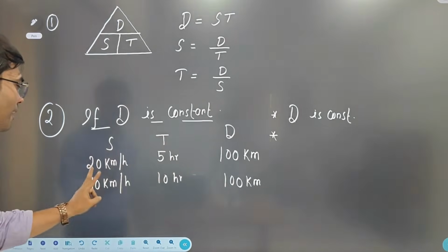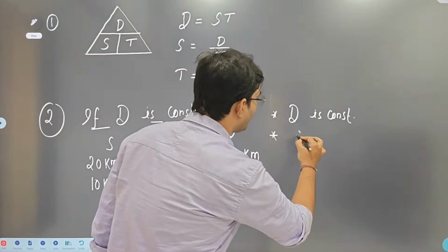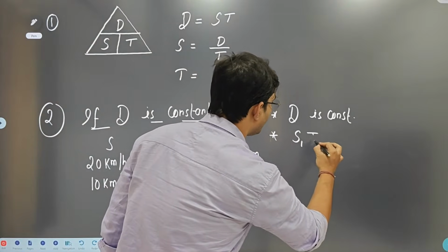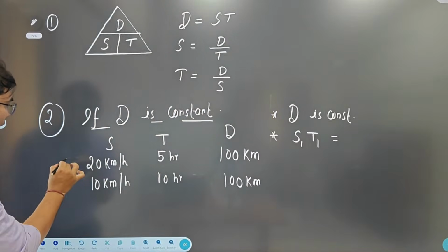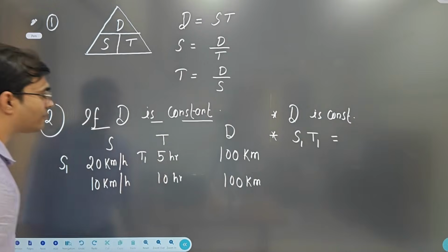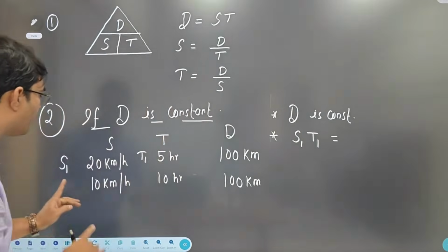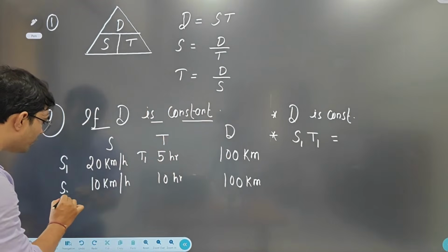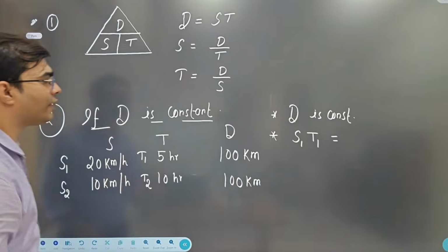100. In the second case, what is the answer? 100. So in the first case, speed into time, let me call S1 T1. What is S1 here? S1 is nothing but 20 kilometers per hour. The value of T1 is 5 hours. Then what is the value of S1 T1? 100. What is the value of S2 T2? This value is also 100. 10 into 10 is 100.